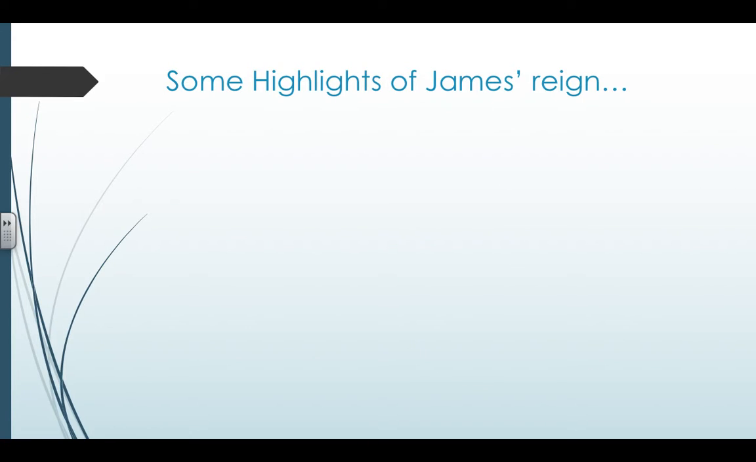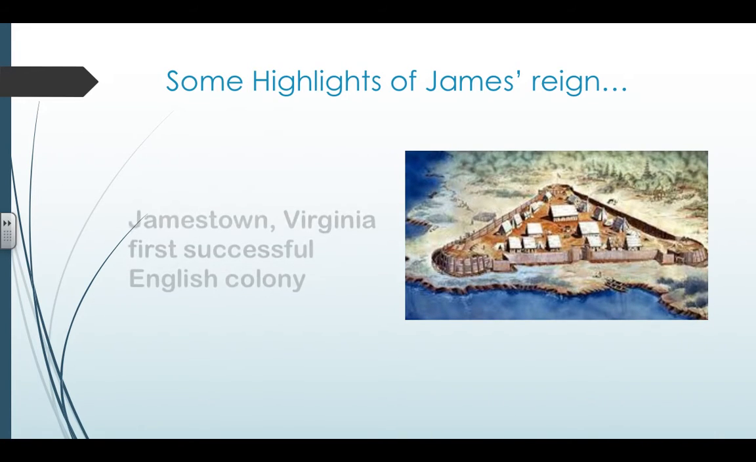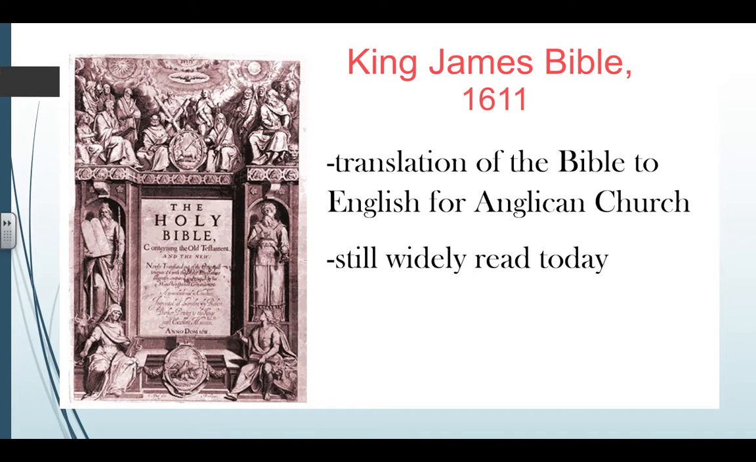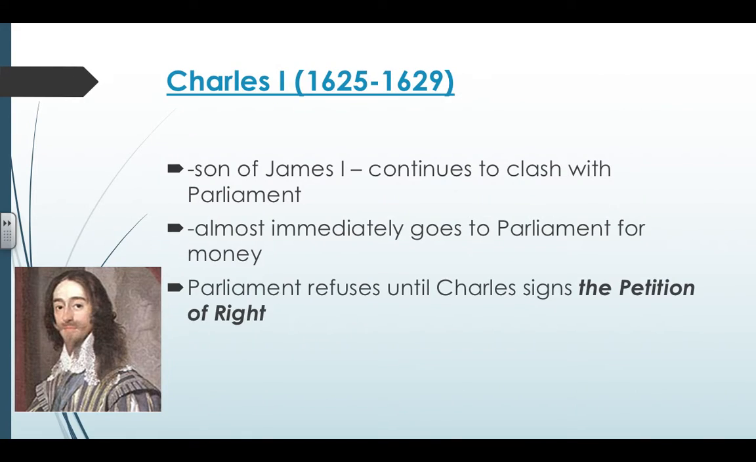Now, all of James's reign was not all terrible. There were some highlights. The first successful English colony took place during his reign, Jamestown, Virginia, named Jamestown after King James. Also in 1611, the first translation of the Bible into English for the Anglican Church was made, and this was called the King James Bible. This is still an English version of the Bible that is still very widely read today. It is still called the King James Bible. So he has that going for him. So despite all those issues, not everything was terrible.